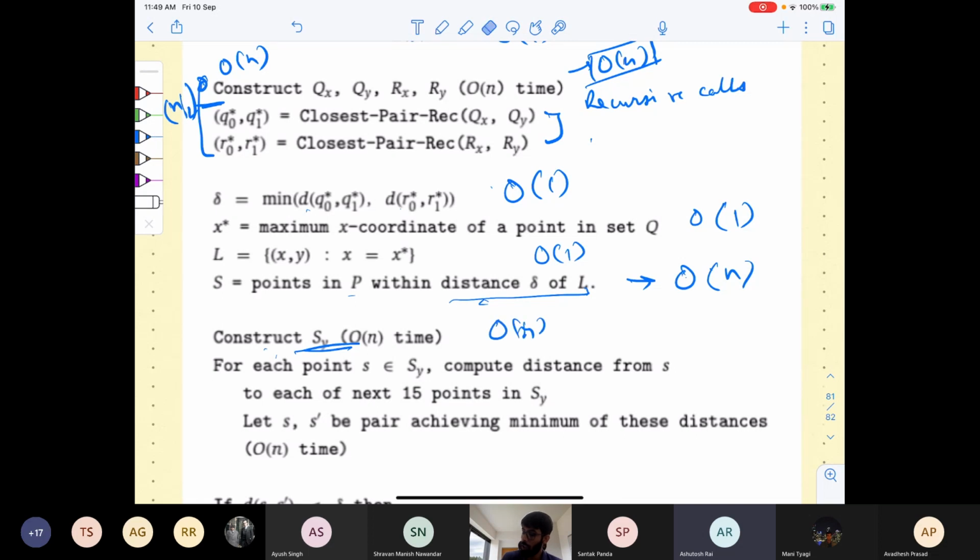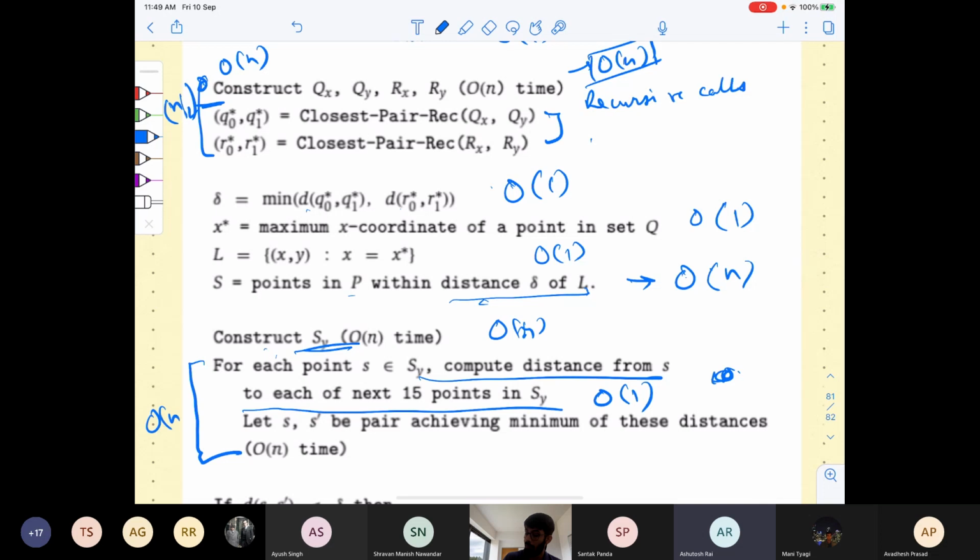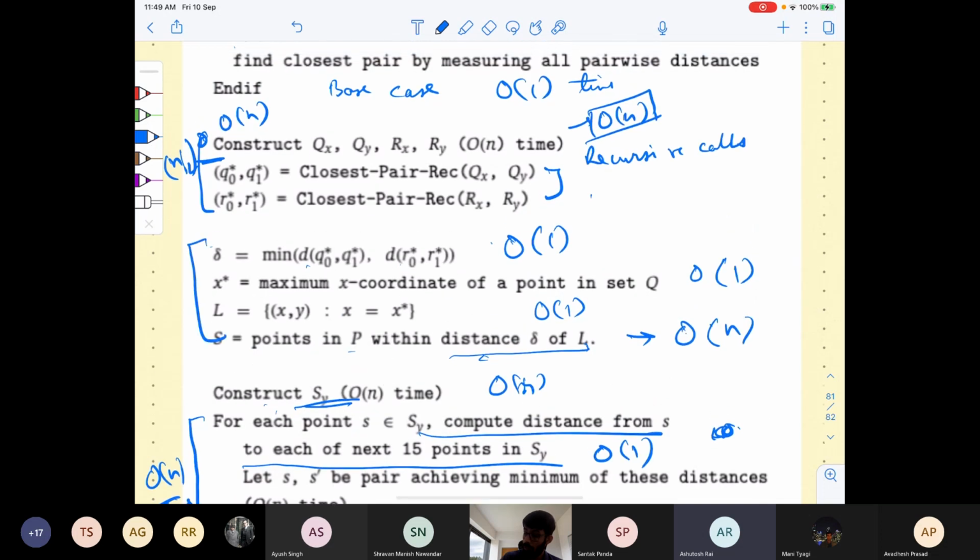Then for each point S in Sy, compute the distance from S to each of the 15 points in Sy. And this is again order 1 time, which is like 15 times some constant time, which is again constant. And then you find the minimum. So this one, the whole thing takes order n time. This whole thing takes order 1 time.